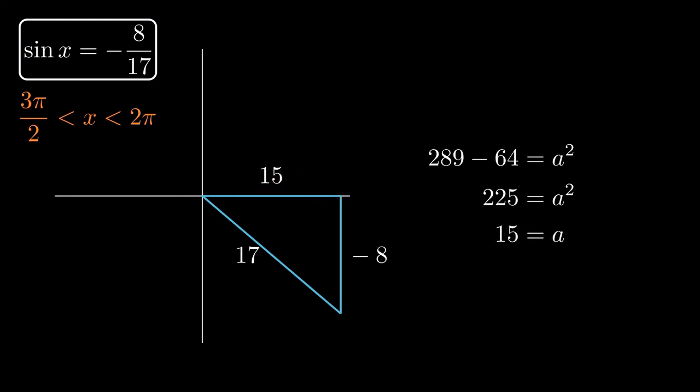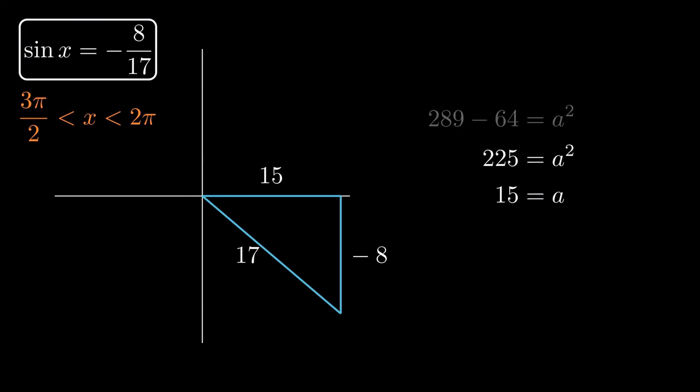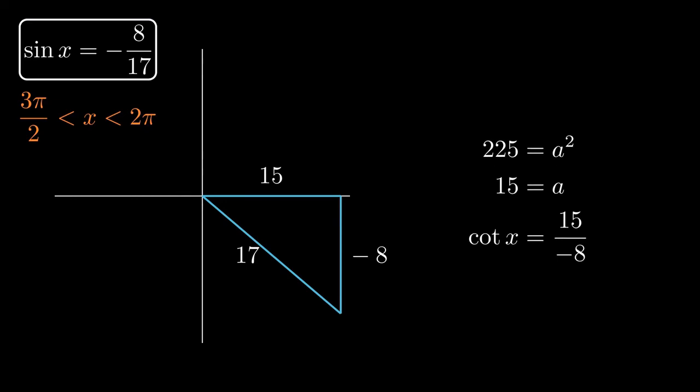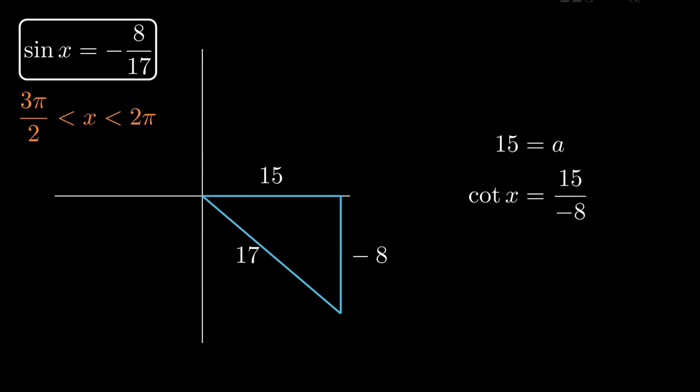Good. Now we know everything about the triangle, and you can get any trig ratio that you want. I think we're looking for the cotangent, right? Cotangent is the reciprocal of the tangent. So it's the adjacent over the opposite. Adjacent over the opposite. There you go. That's it. That's all you got to do. Got to draw that triangle. That's the key.